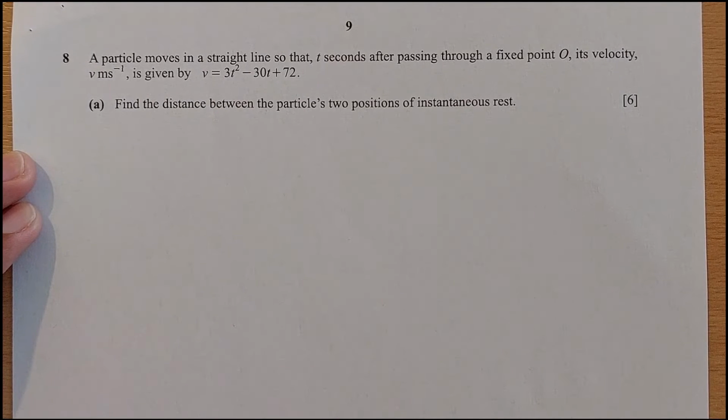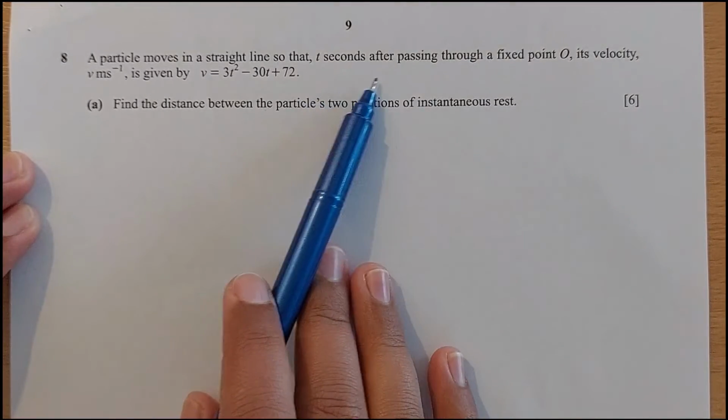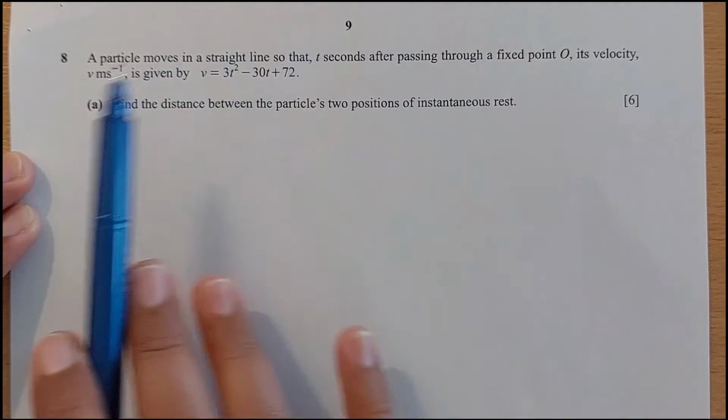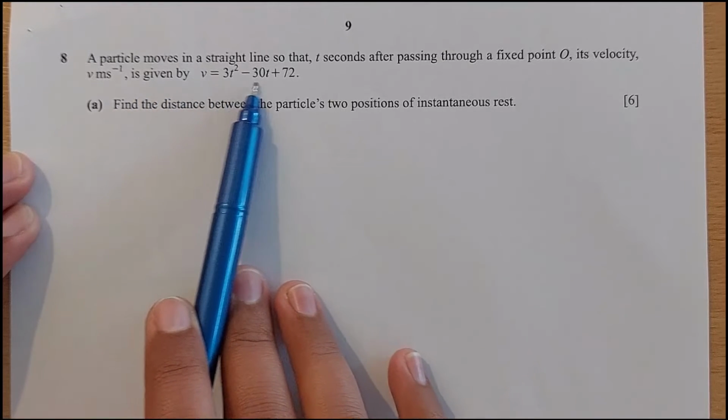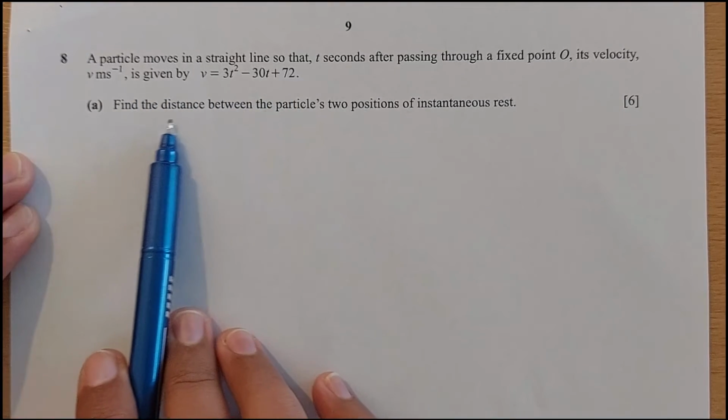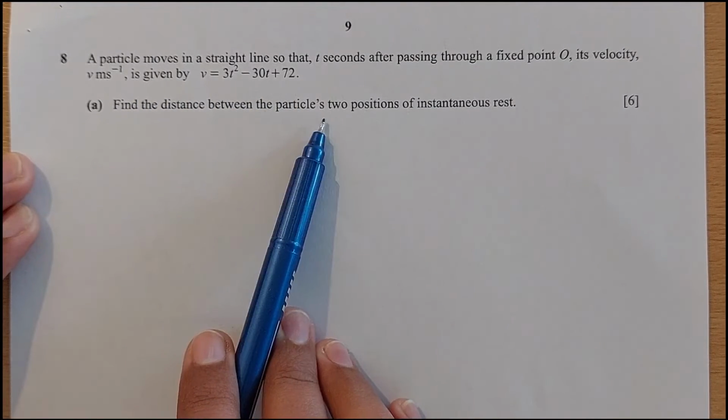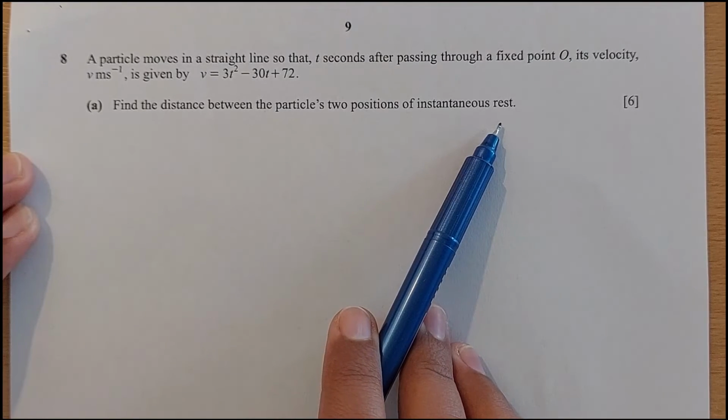Question number 8. A particle moves in a straight line so that t seconds after passing through the fixed point O, its velocity v meter per second is given by this. Now for part A, find the distance between the particle's two positions of instantaneous rest.